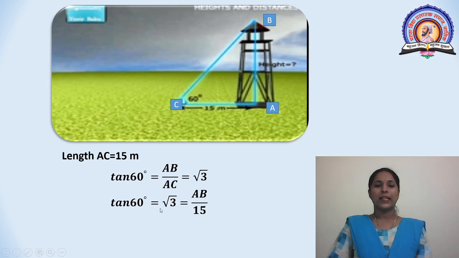Tan 60 degree is equal to root 3 is equal to AB upon AC. But the value of AC is equal to 15 meter. Taking this value of AC as 15, we get the answer AB is equal to 15 into root 3 meter. That is, the height of this tower is 15 into root 3 meter.